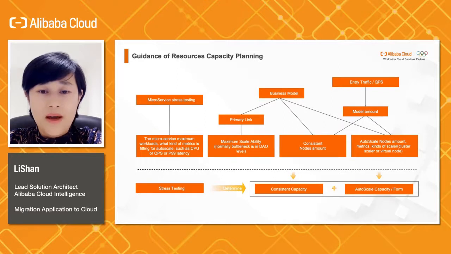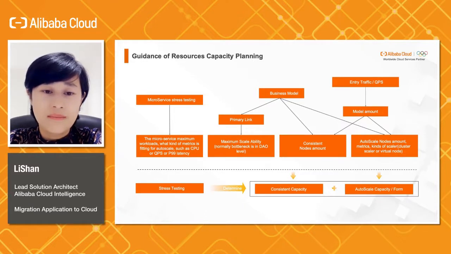Calculate resources capacity. The principle is to use stress testing to calculate how much capacity is consistent and how much capacity will auto-scale to cover. Stress test each microservice. Through stress testing, we will know the microservice's maximum workloads, and what kind of metrics fit auto-scale, such as CPU or QPS or latency. We also need to stress test the business module.